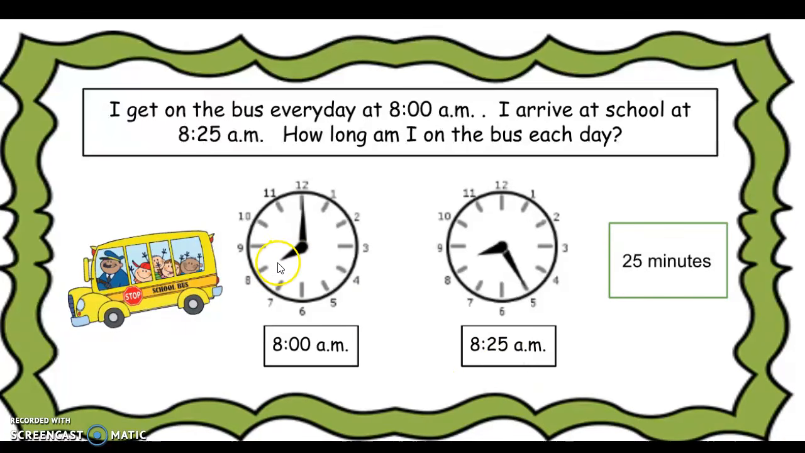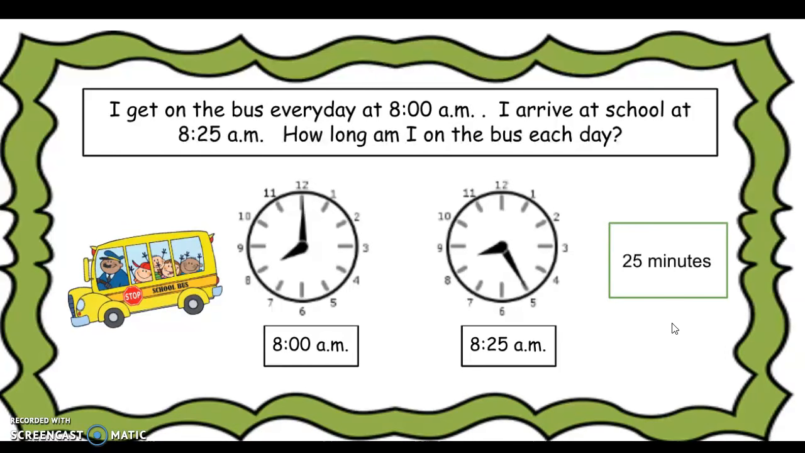I'm going to check out my hour hand. Oh, it's pointing at the 8, a little past, but it's still in the 8 o'clock range, so no hours have passed. Now I'm going to go to my minute hand. Oh, here it was at the o'clock. And now I notice it's moved from the o'clock all the way around to the 5. Since it's minutes, I'm going to use my count by 5 rule. And I'm going to say 5, 10, 15, 20, 25. So from the time I got on the bus to the time I got off the bus, it was 25 minutes. So I'm on the bus for 25 minutes each day.